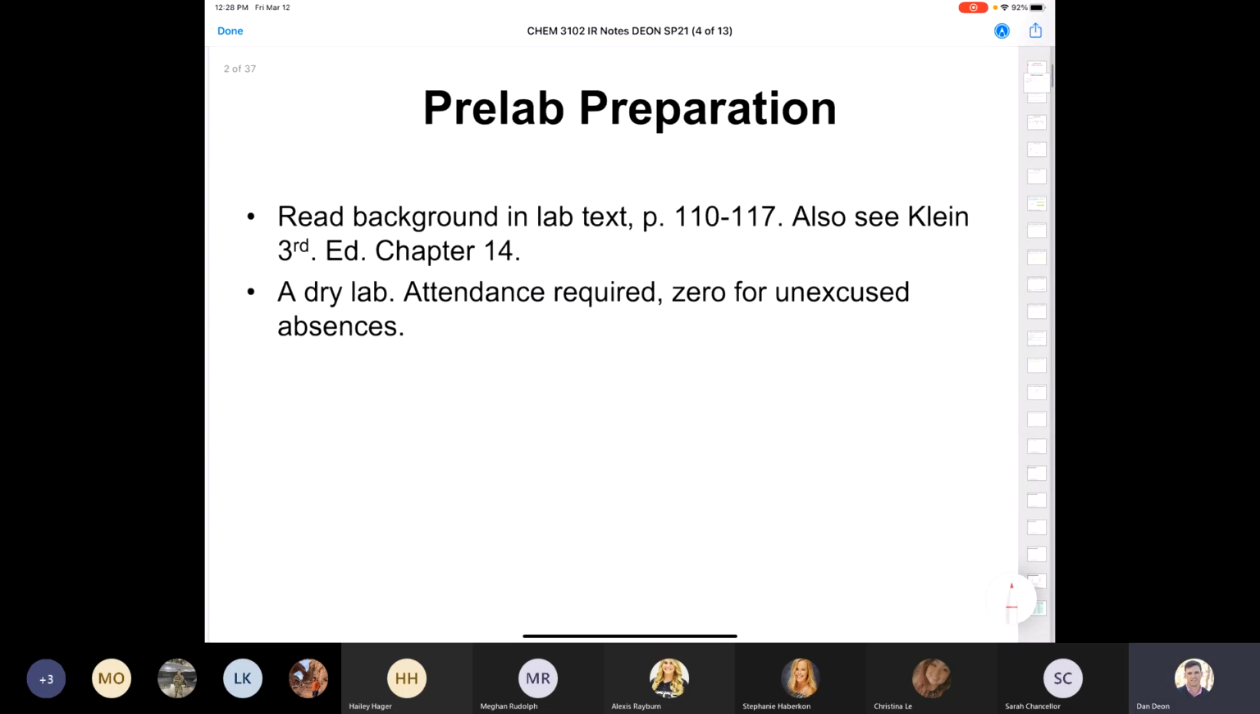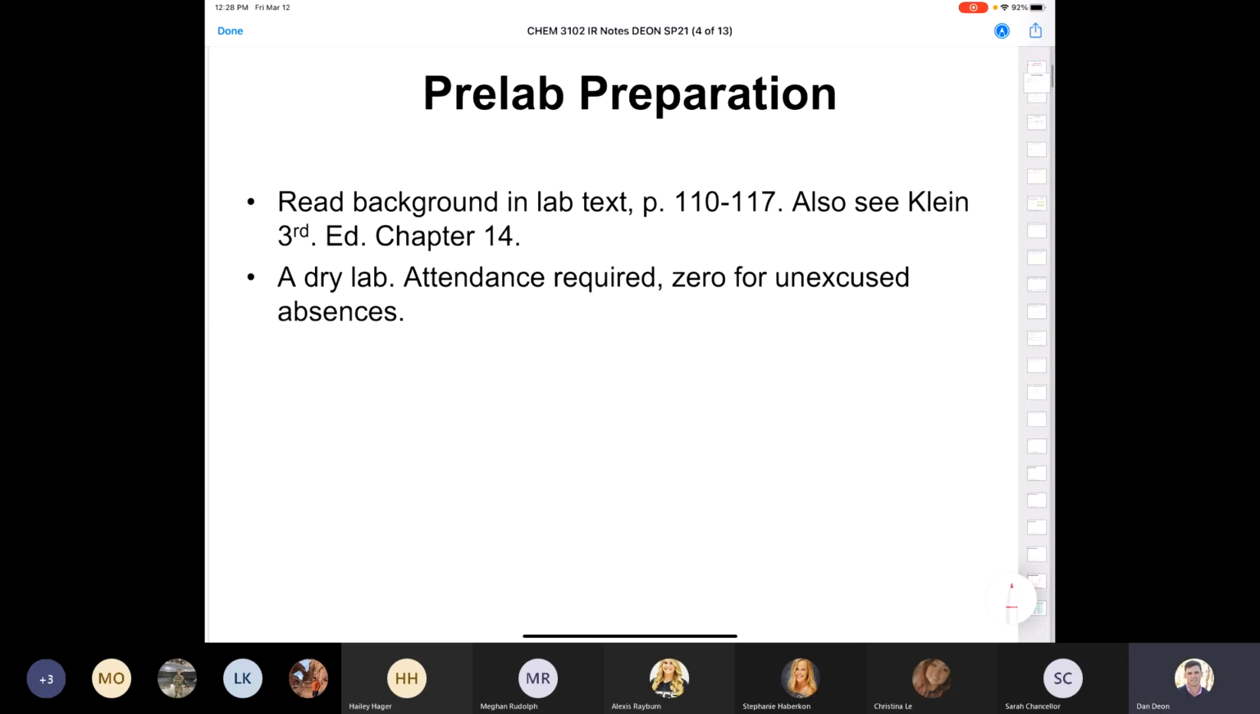For example, before you step into working on the actual worksheet itself, I highly recommend reading the background in the lab text. Now you might be saying, well, I read everything that I needed to in Klein. I also recommend taking a look at it in our lab text because our lab text will fill in some of the gaps, a few of the little nuances that you haven't covered, or we haven't covered.